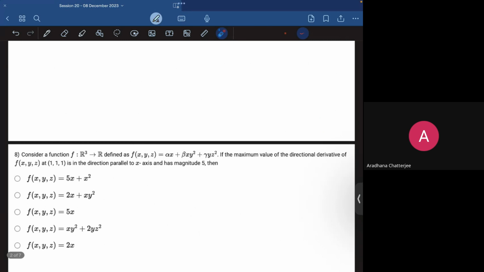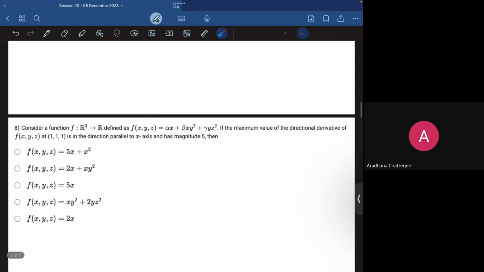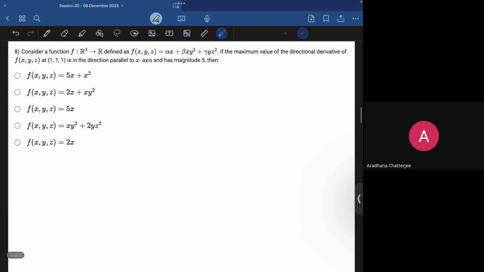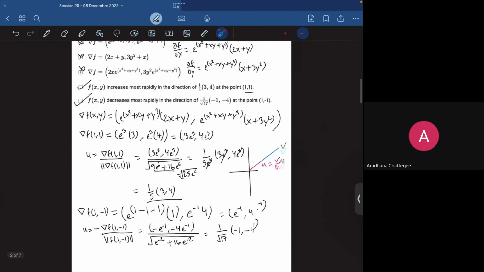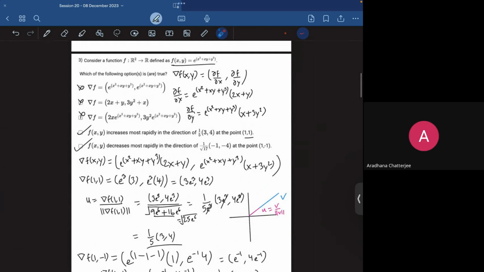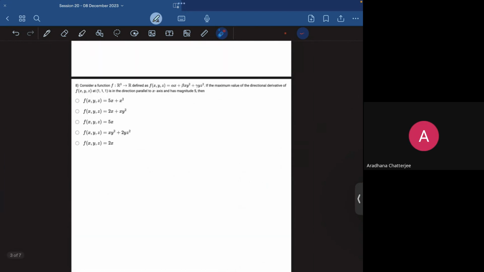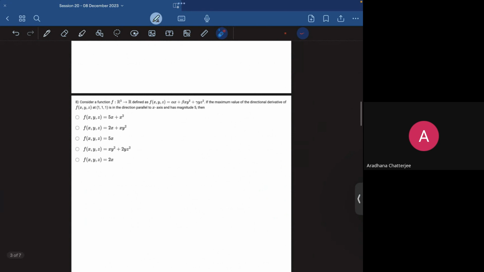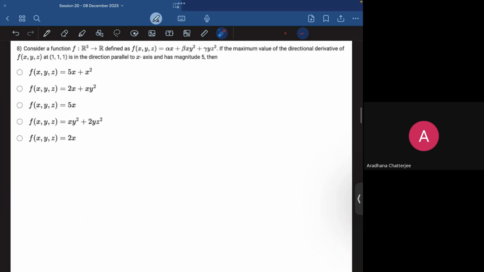So we have another problem. Everyone is clear with this problem, right? Yes, ma'am. Okay, so now we have another problem, and this is basically saying we have a function from R3 to R. So that means that the gradient vector is going to have three elements, right? That just tells us this. And the function is given as alpha x plus beta x y squared plus gamma y z squared. That is the function. We don't know what these values are.